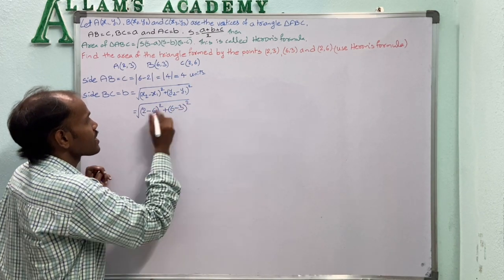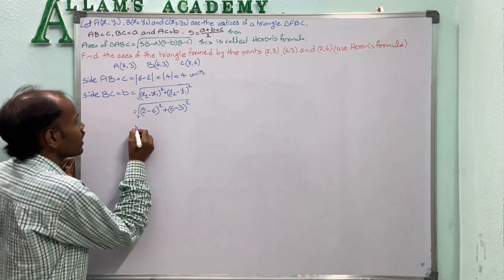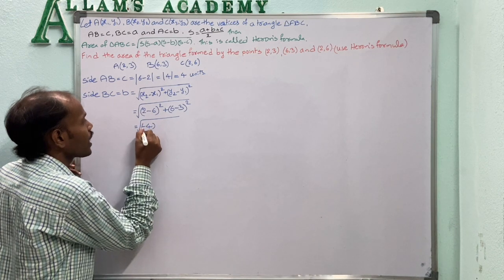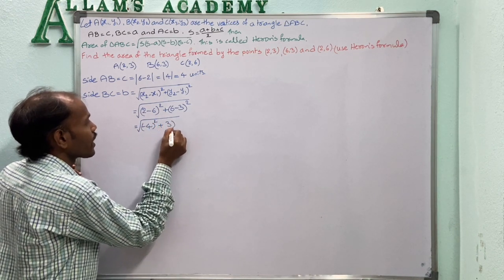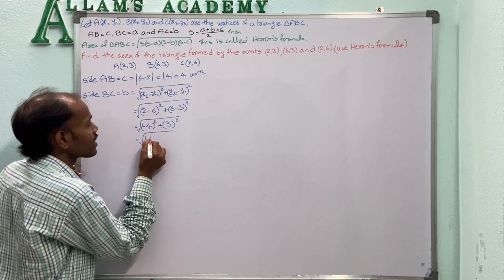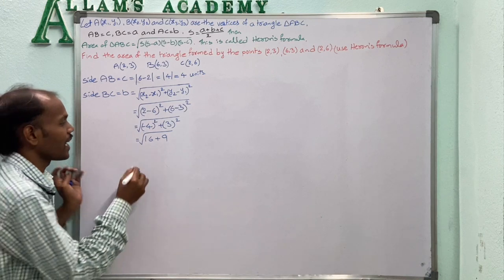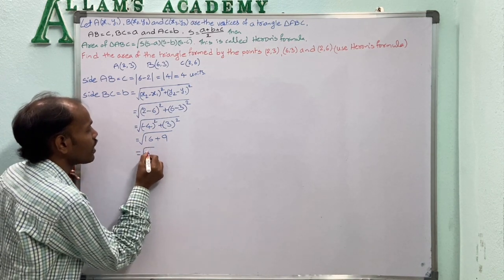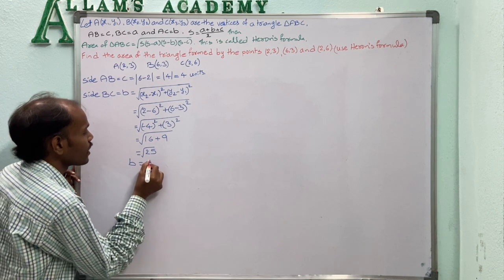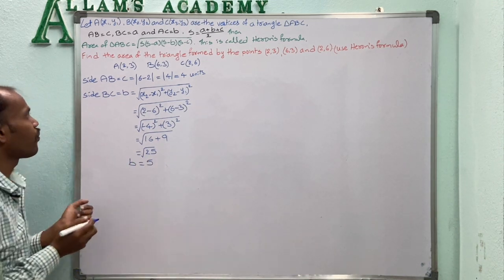2 minus 6 is equal to minus 4, 6 minus 3 is equal to 3, so that equals the square root of (minus 4) squared plus 3 squared. Minus 4 squared is equal to 16 and 3 squared equals 9. So the square root of 16 plus 9 equals the square root of 25, which is equal to 5. So the a side is 5.